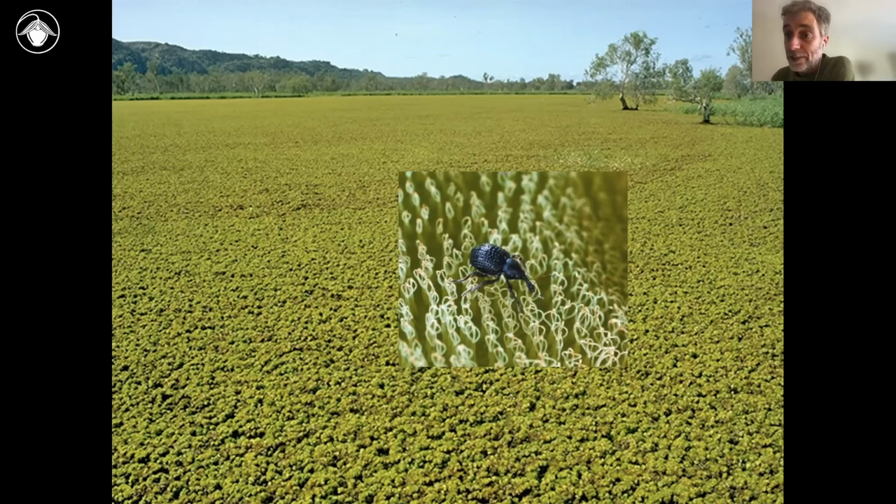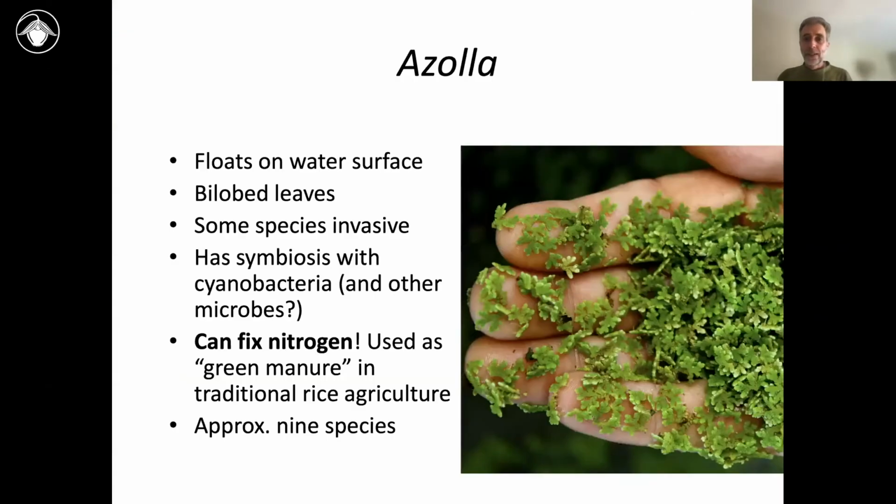So taxonomists to the rescue in this case, because the first step was to figure out what species it was. The other genus in the Salviniaceae is Azolla. Azolla also floats on the surface, although it has roots. It has these very strange bilobed leaves that are arranged kind of like shingles, alternating. Some species are invasive, some species appear to be rare, although frankly, we really don't know. They're very hard to identify to species.